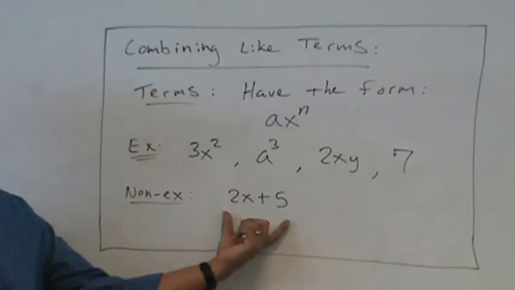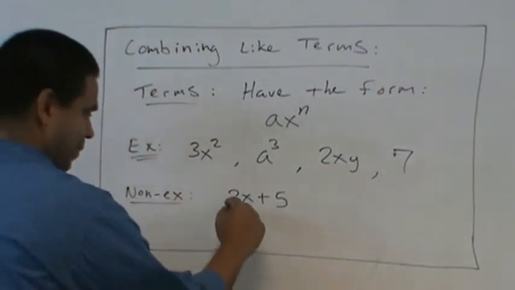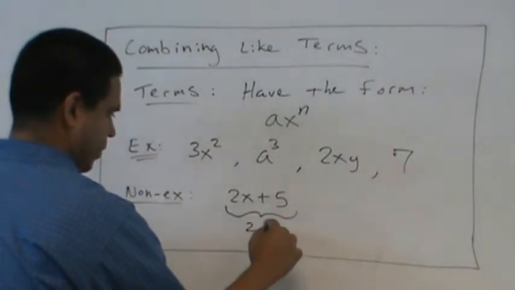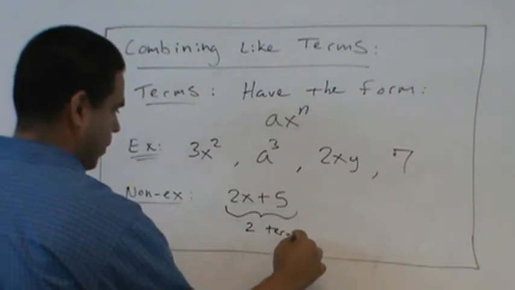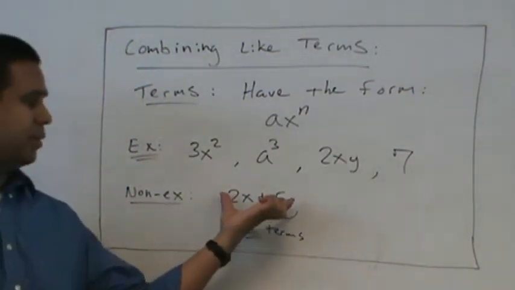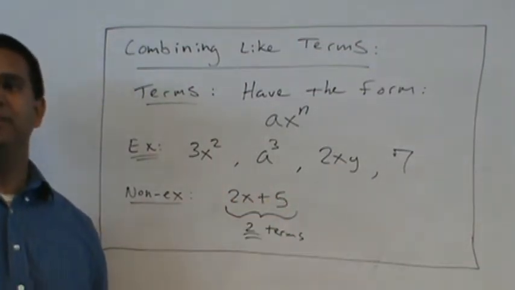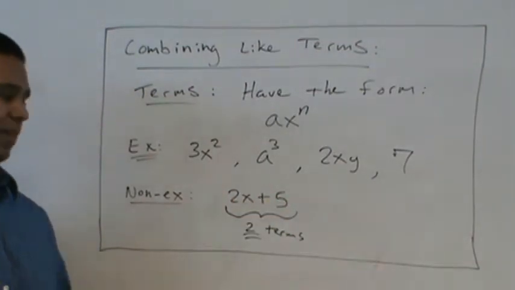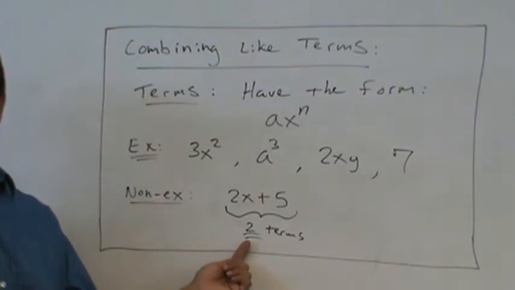What would not be a term? This is not a term. This has two terms. So if you were to tell me 2x plus 5 was a term, I would say no, that's not quite right. That would be two terms.